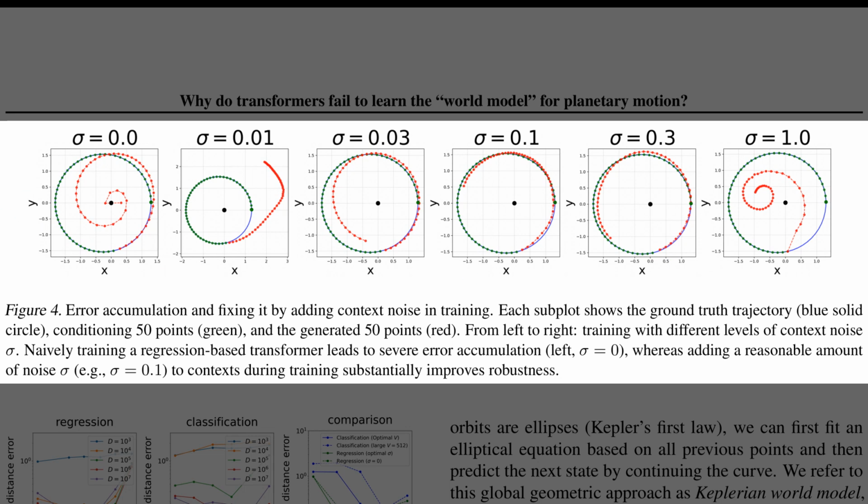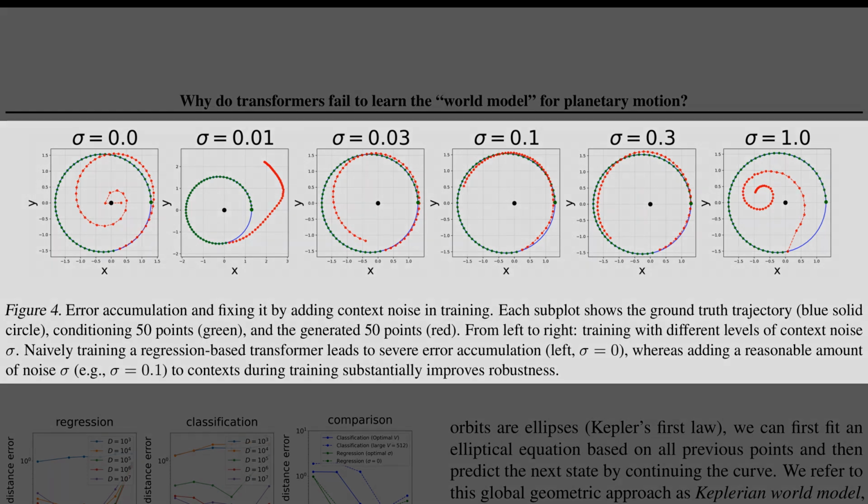Well, to understand why that noise is so critical, Figure 4 visualizes the actual trajectories. The blue and green paths show the true orbit, while the red dots track the model's generated future. On the far left, where sigma is 0, we see the regression failure in action. Small errors compound rapidly, sending the planet spiraling into the sun. But in the middle panel, with sigma set to 0.1, the trajectory is stable because the model has learned to self-correct. Finally, the far right shows that excessive noise, like sigma equal to 1, degrades performance again, confirming the sweet spot we saw earlier.